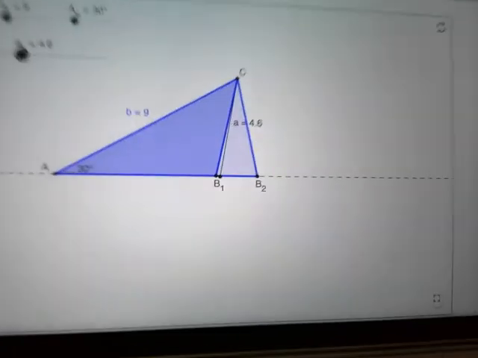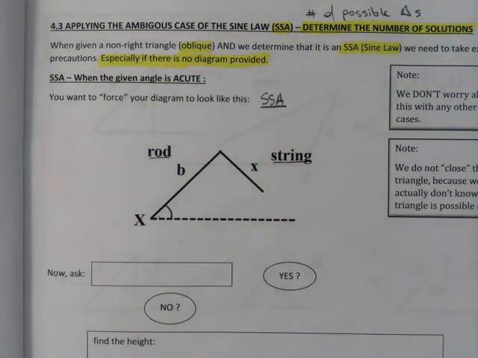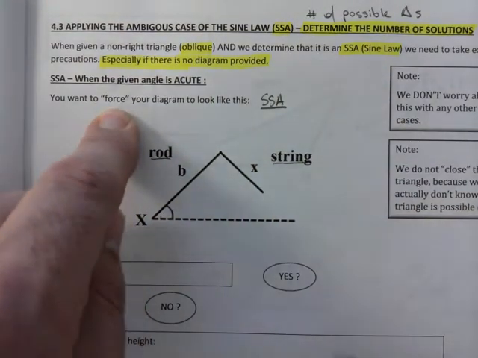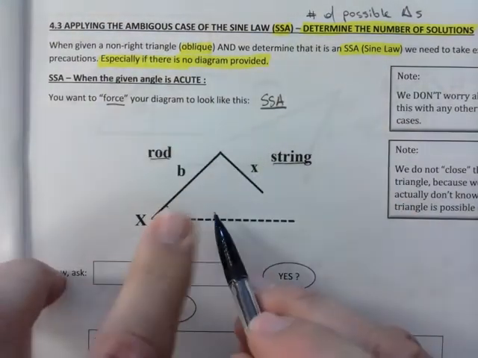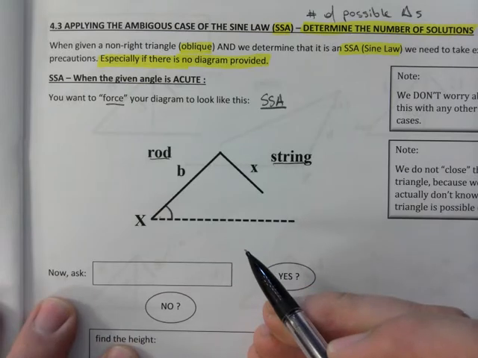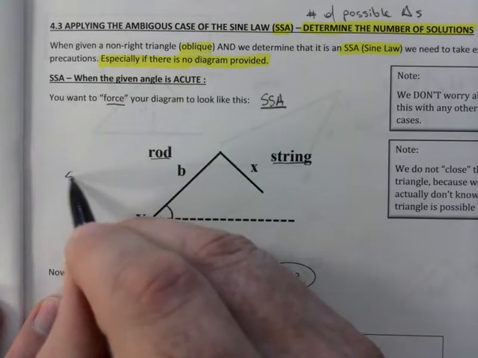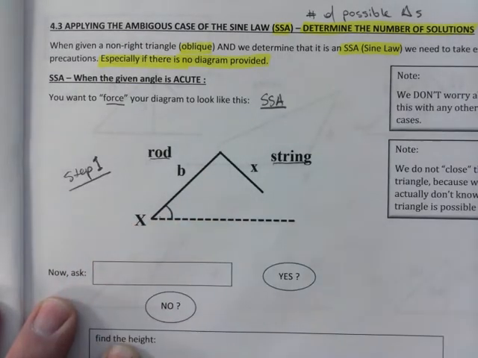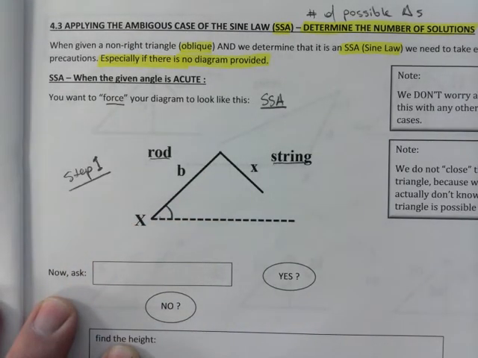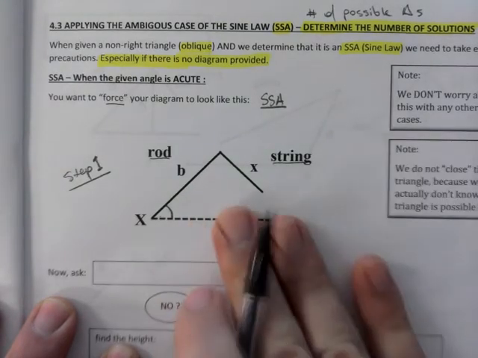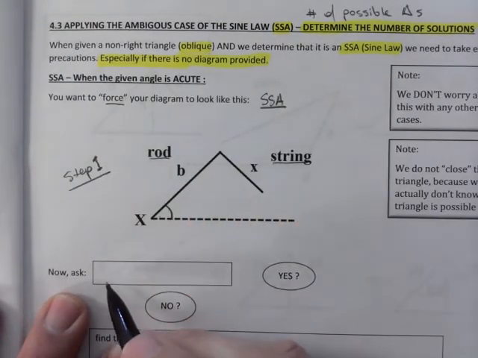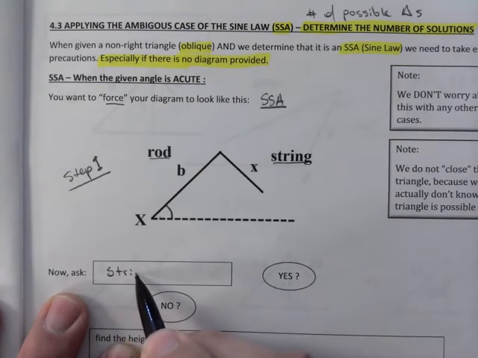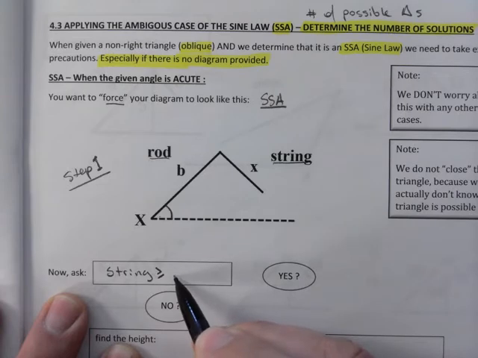So let's do some of this on paper. You want to force your diagram to look like this. This is step 1. I would draw my triangle like that. And then you have to ask, is the string greater than or equal to the rod?